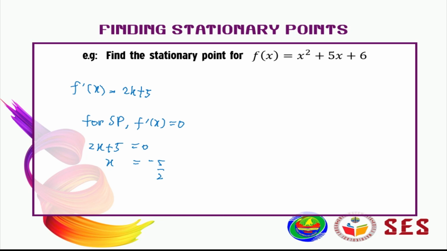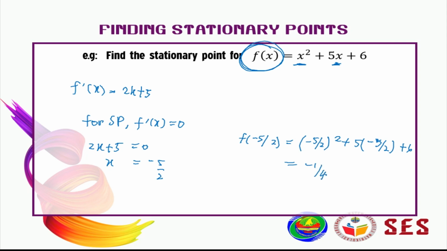We have already found our x coordinate. Now we need to find our y coordinate. You can just substitute your x coordinate into this f(x). So f of negative 5 over 2 is going to be negative 5 over 2 squared plus 5 times negative 5 over 2 plus 6, and just press your calculator. Your answer is going to be negative 1 over 4. So the stationary point is negative 5 over 2, negative 1 over 4.